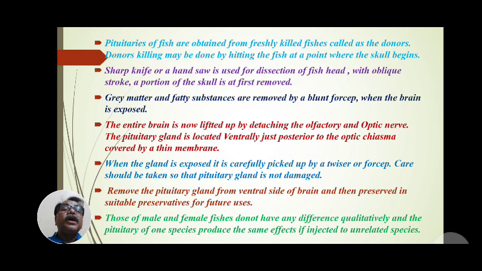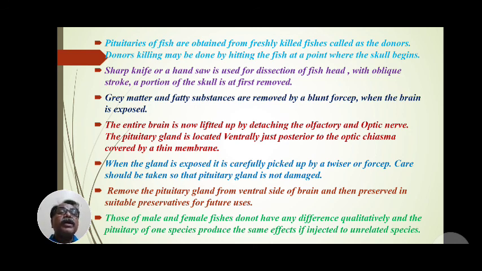Pituitaries of fish are obtained from freshly killed fishes called donors. What is meant by donors? Those fish which are ready to donate the brain or pituitaries, which are mature. These mature donors are killed to dissect out the brain, and that fish is called a donor.